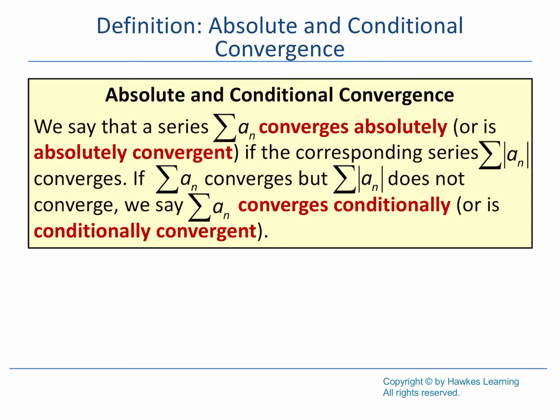We say that this series converges absolutely, or is absolutely convergent, if this corresponding absolute value series converges, but it's conditionally convergent when the absolute value version doesn't converge. So yeah, absolutely convergent.